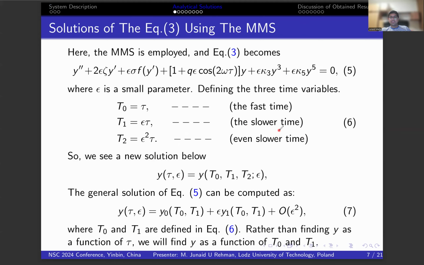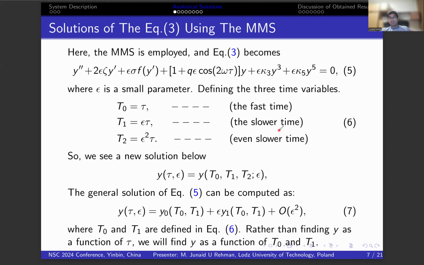So we are going to use the multiple scale method to analyze the non-dimensional equation. Firstly, we have multiplied nonlinear terms with epsilon to balance the terms. And then we have defined different time scales, T0, T1, T2, which represent the fast time, slow time, and even slower time. Now we will convert our single valued function into a multi-valued function.